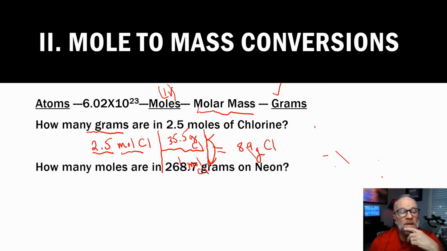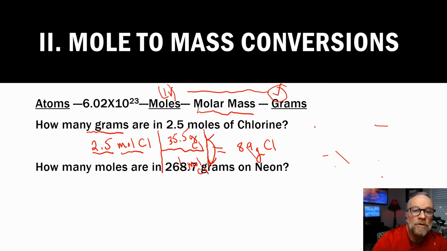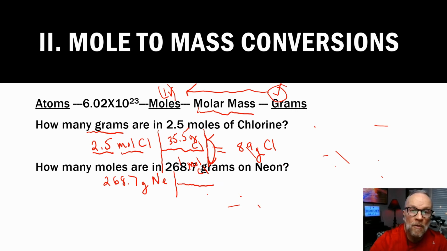All right, and so now it says how many moles are in 268.7 grams of neon. So this time we are given the gram amount, and we're going to go to the mole amount. Okay, so we're given 268.7 grams of neon. Neon lights, right? The bright lights of Broadway are neon. You can do all sorts of cool things to color that gas and make cool neon lights. Those are really come back now and are really popular.